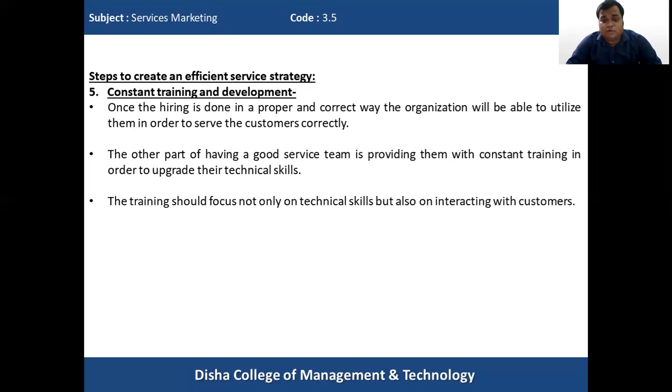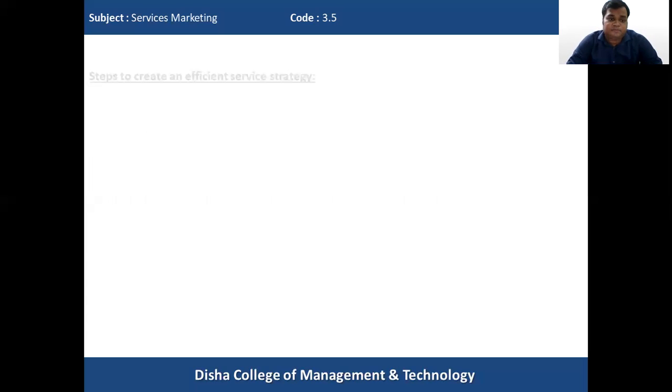The training should not only focus on technical skills but also on interacting with customers, because whenever a service is being delivered to the customer, there is not only a technical part of it, there is also a soft skills part of it. Apart from the technical skills that are to be provided in order to upgrade the technical skills of the employees, for those who are interacting with customers, it is also needed to see that they are in a position to interact with customers in a much more proper way, in a pleasing way, so the customer will feel at home. So the training should focus not only on the technical skills but also on how to interact with customers.